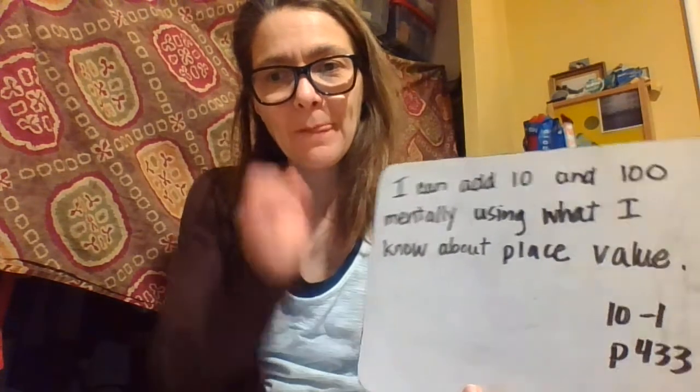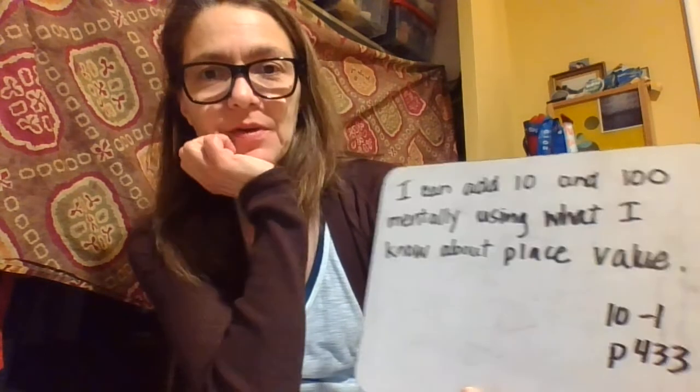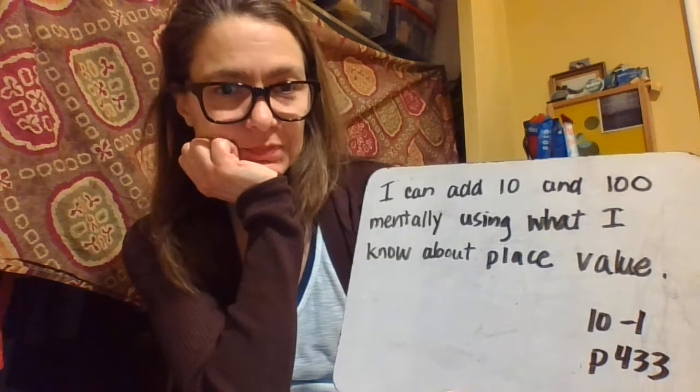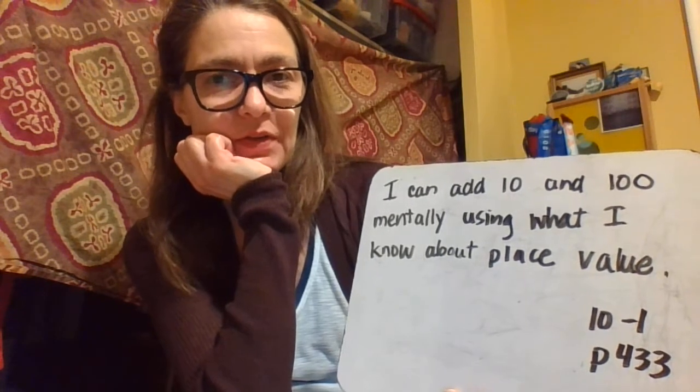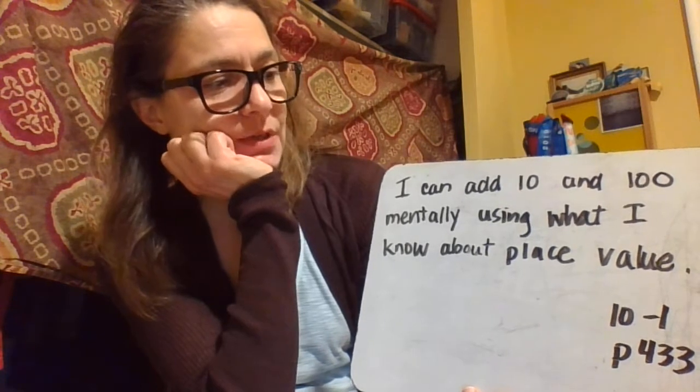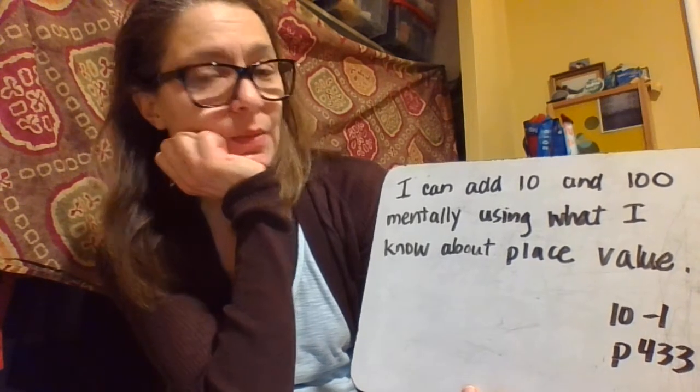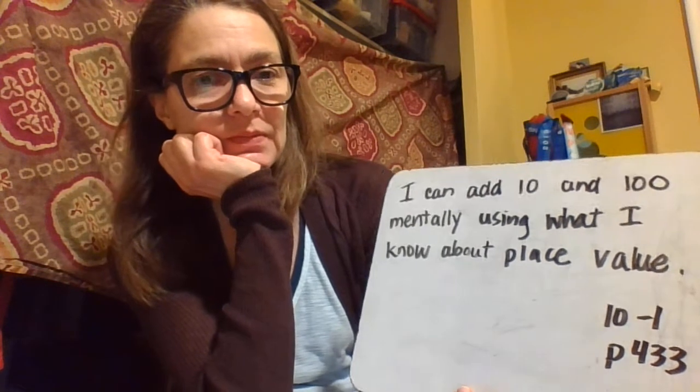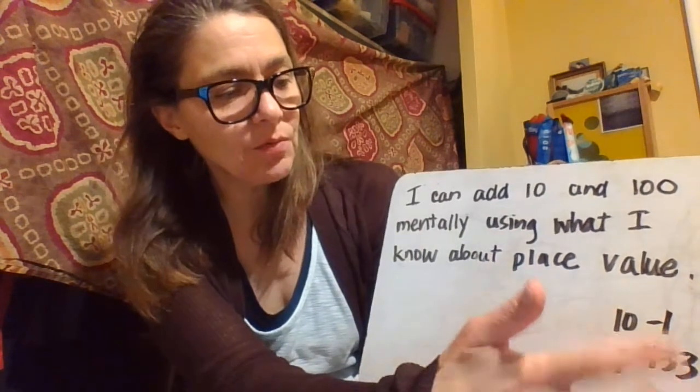Okay, so let's go ahead and get started. We are on 10.1. It's the first lesson in topic 10, and it's on page 433 in your workbook. And I've written the I can statement right here. I'm going to read it to you, and you can read it with me, or you can read it at the top in your book on the right hand side. I can add 10 and 100 mentally using what I know about place value. Okay, once again, we're on 10.1, page 433.